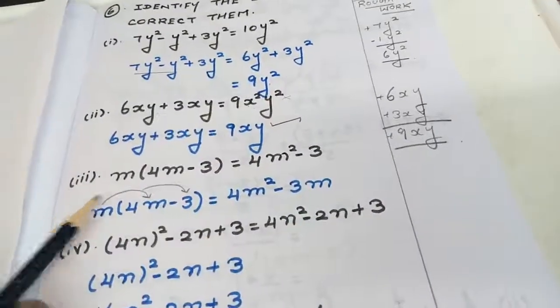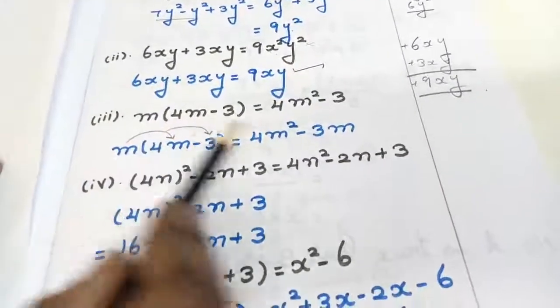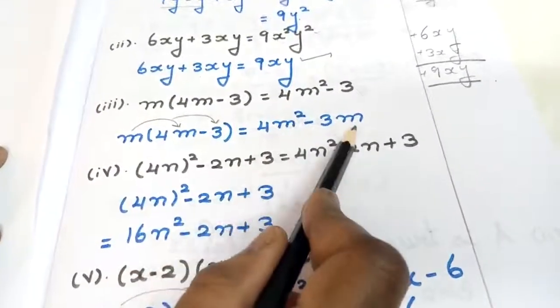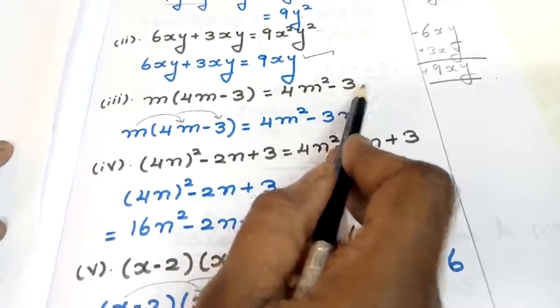Coming to the third question, left hand side you are going to take, just multiply this m inside, 4m square minus 3m, and what is missing in your right hand side? Only m is missing in this part.